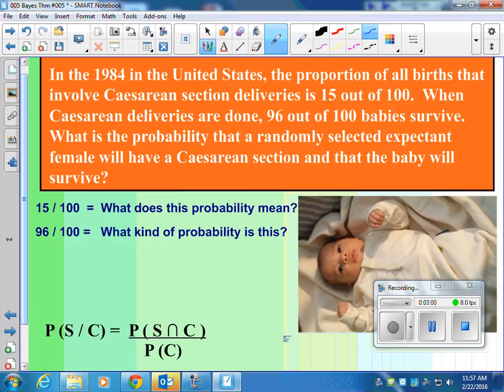So that's very good. What's the probability that you randomly select a baby that's born and survived from a cesarean? In other words, 15 out of 100 is the probability of the cesarean. 96 out of 100 is what? It's the survival knowing that it's cesarean. So this is a conditional probability. It's going to lead into my next thing here. But 96 out of 100, 15 out of 100.